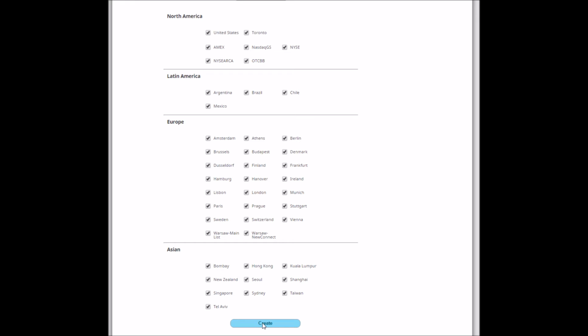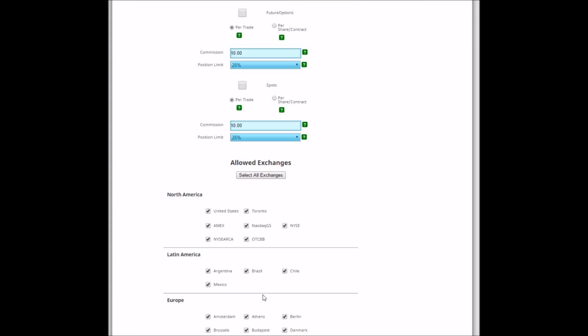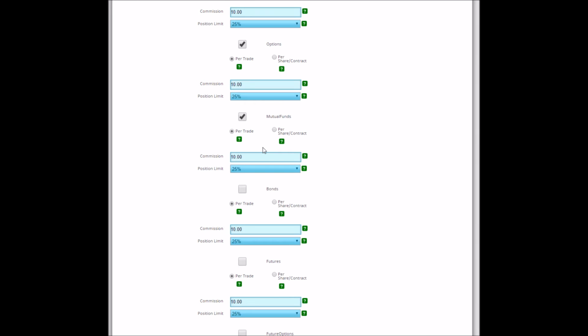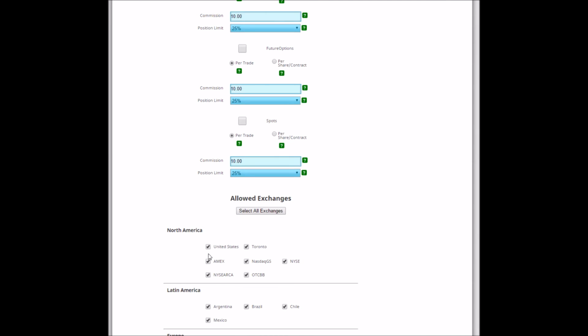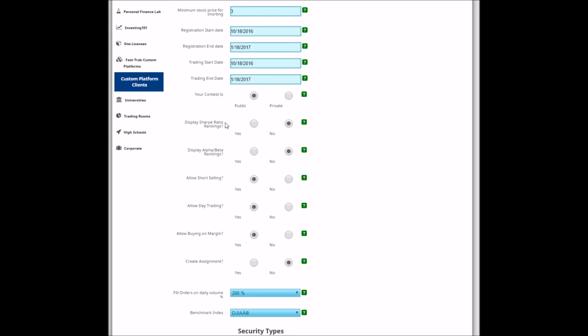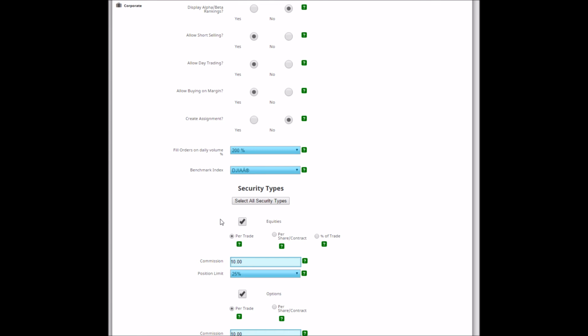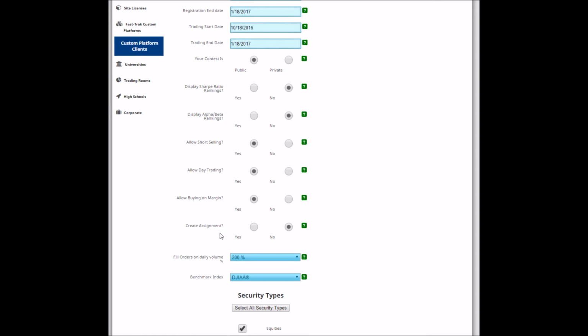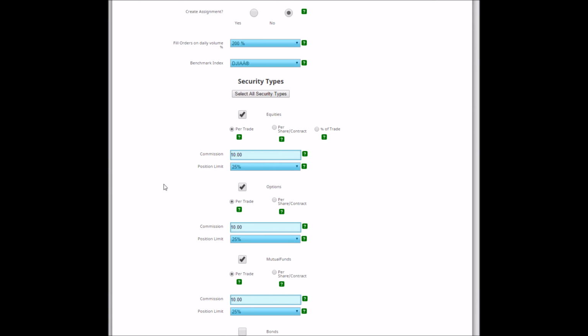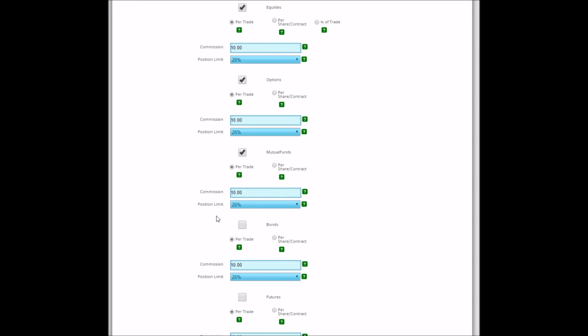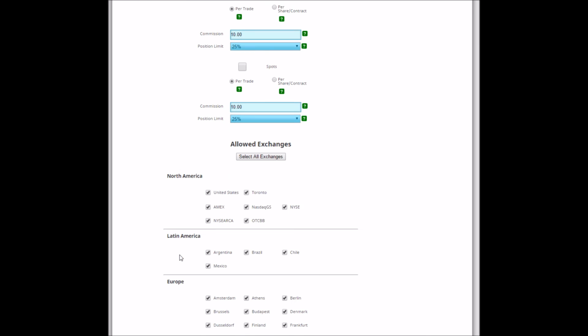Once you have your class set up the way you'd like it, you can click Create. However, note that you can always change as your class goes on which security types are allowed, which exchanges are allowed, and the minimum prices. This means that you can set your class up to start, for example, trading only equities with a $5 minimum stock price, but as the class goes on, you can allow them to trade options, mutual funds, and bonds with lower minimum stock prices.